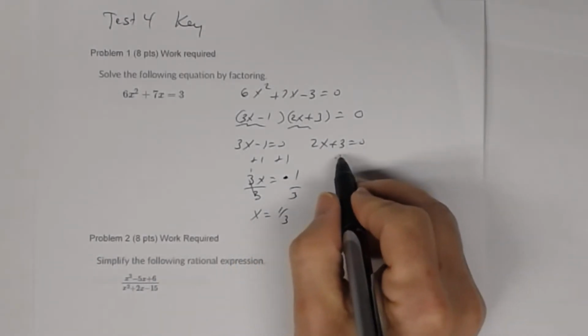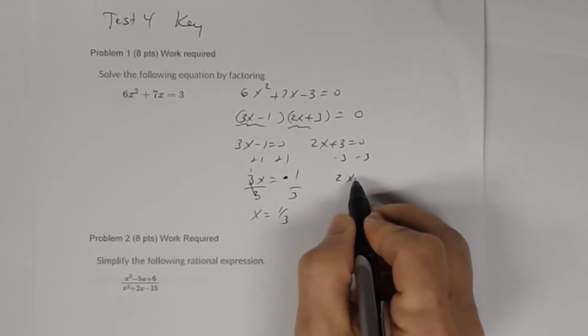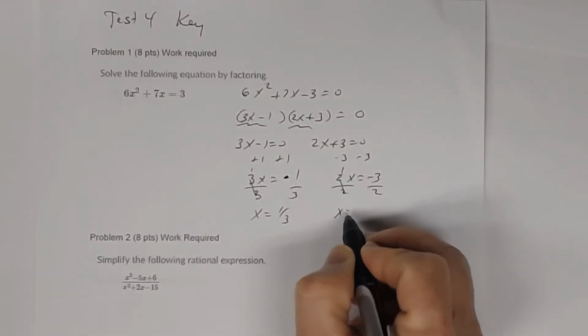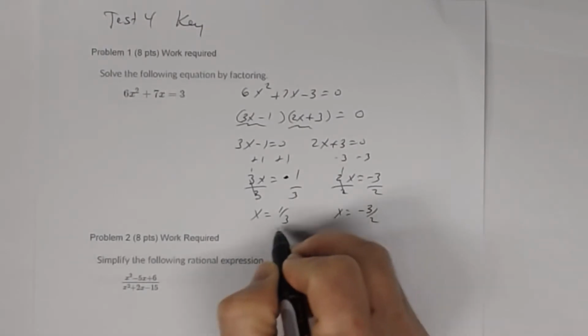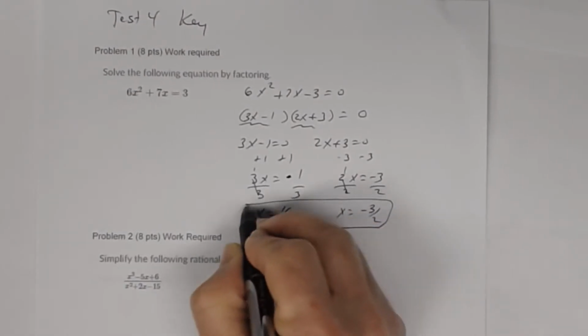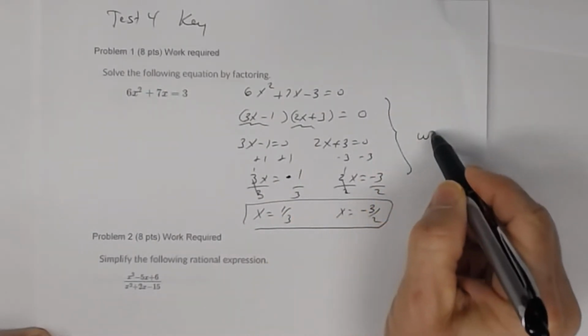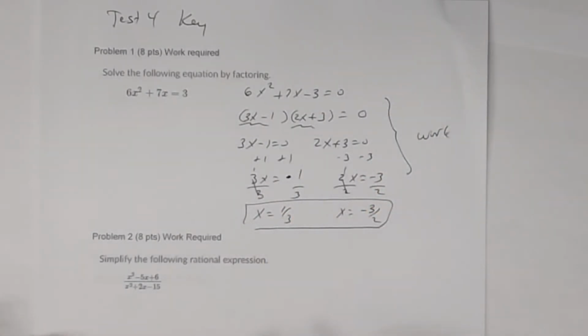The other one, if I subtract 3 from both sides, I get 2x equals negative 3. Divide both sides by 2. I get x to be negative 3/2. So those are your two solutions. All right, so there's the work. That's the work you had to do. All right, and there's your answer.